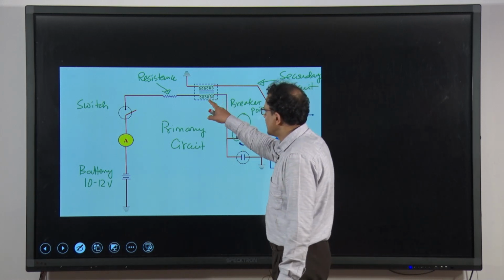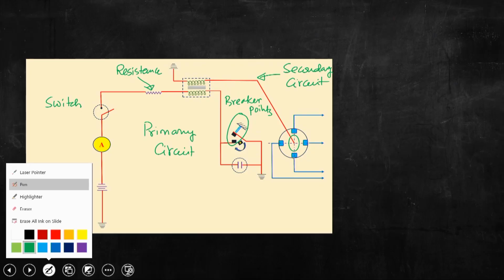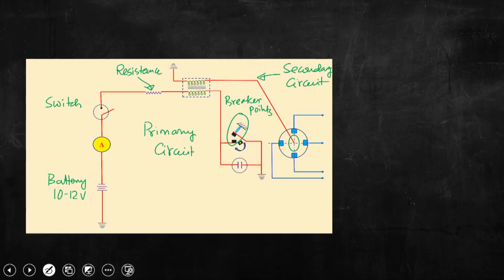While we can see that this is the primary coil. So, this is primary ignition coil rather, and the upper one is the secondary ignition coil. Okay. And the secondary ignition coil is connected to this distributor shaft.